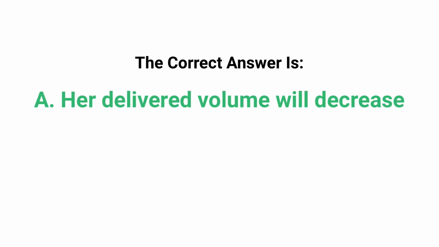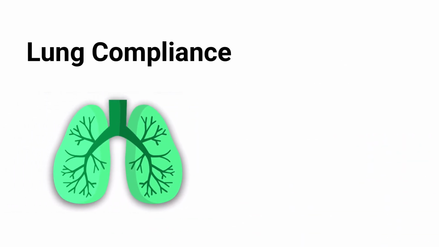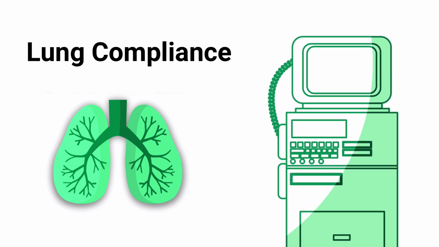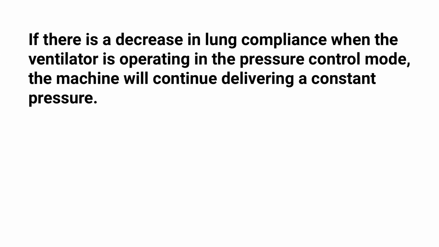The correct answer is A. Her delivered volume will decrease. To get this one correct, you must have a basic understanding of lung compliance. You also have to take into account that the ventilator is in the pressure control mode, which means that the pressure is preset. If there is a decrease in lung compliance when the ventilator is operating in the pressure control mode, the machine will continue delivering a constant pressure.